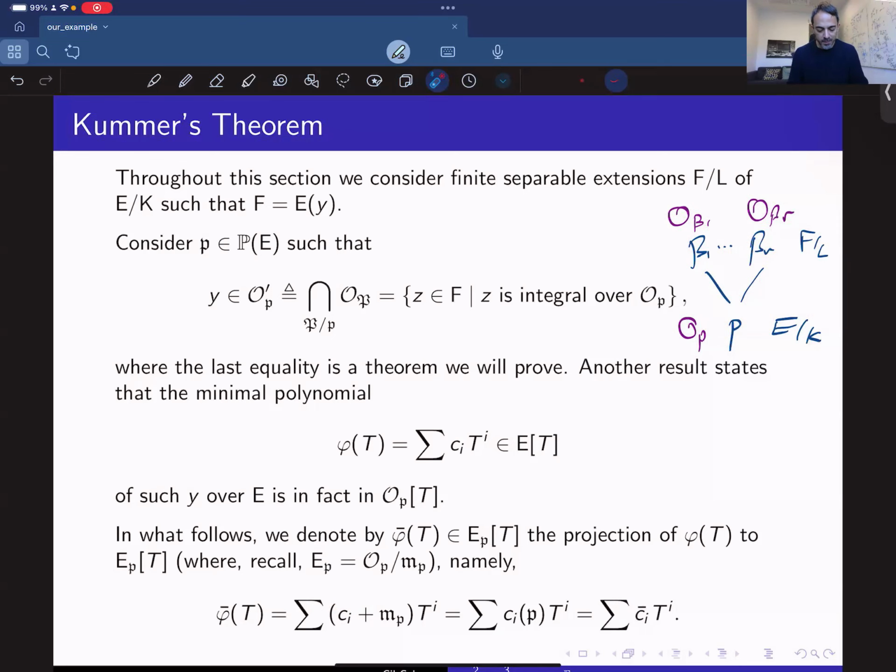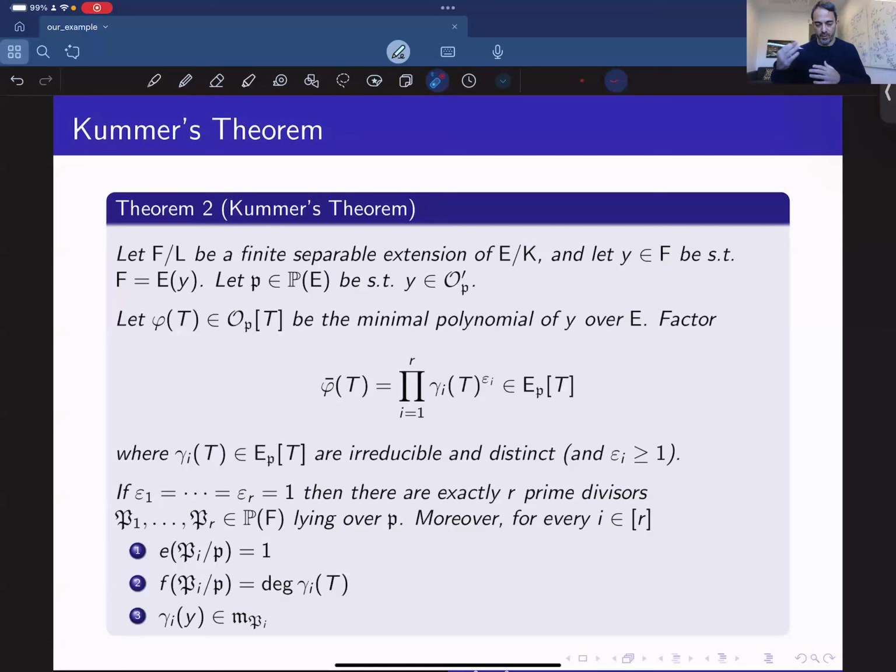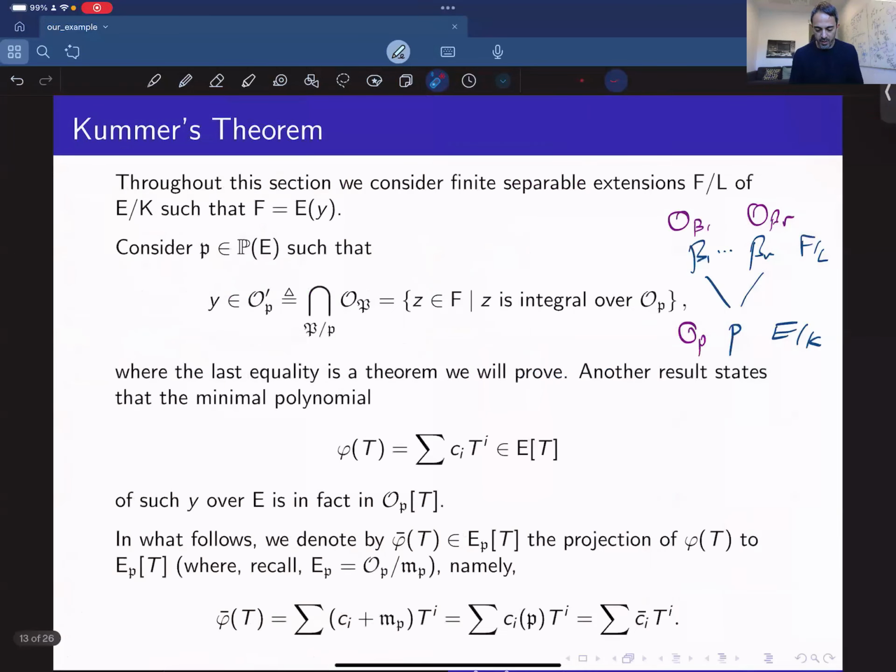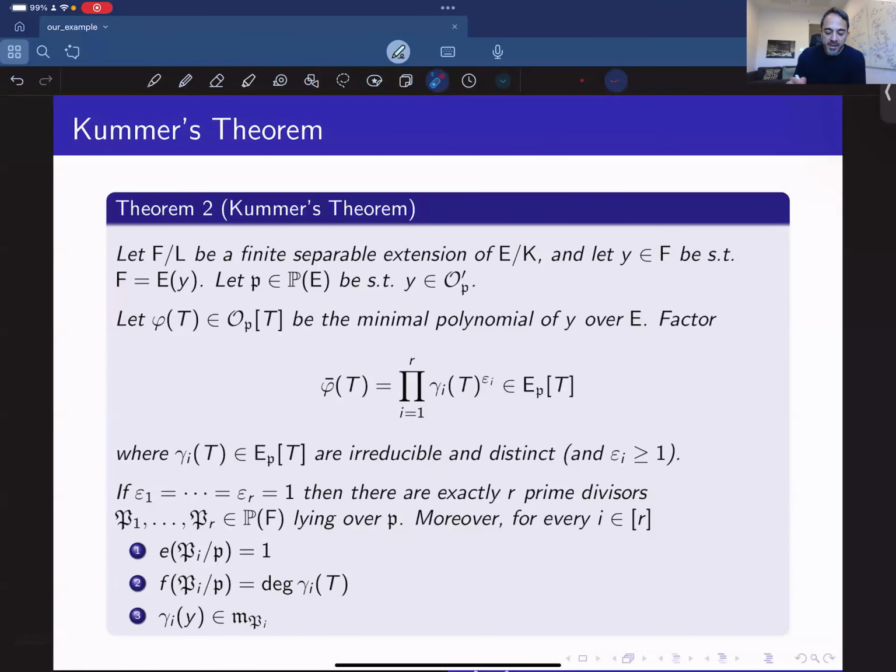Okay, so why am I doing all of that? With these notations and this theorem that I haven't proved, we have the following. Let's say that F over L is a finite separable extension of U over K, as we just considered. And as before, let's say that we have a Y in F that together with E generates F. And you consider a place, but actually I think of the place coming before Y, the prime divisor at the bottom, such that Y is contained in this OP prime, the intersection of all valuation rings, where capital P is above little p.